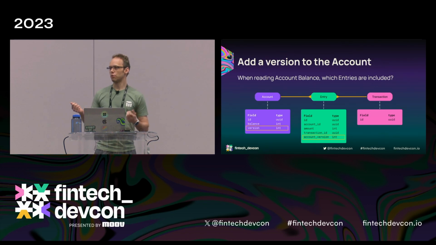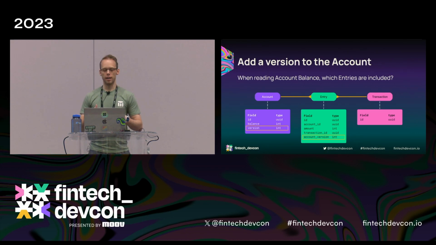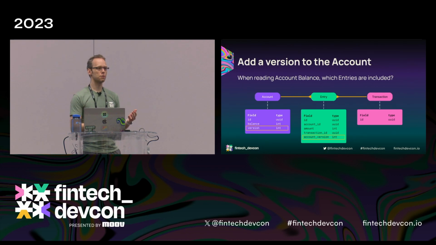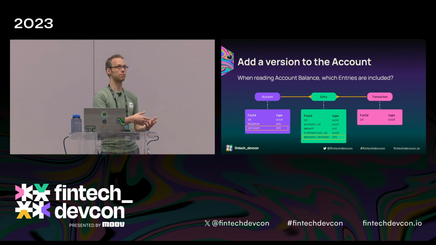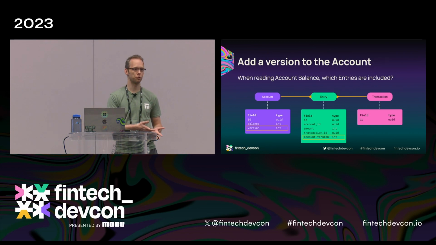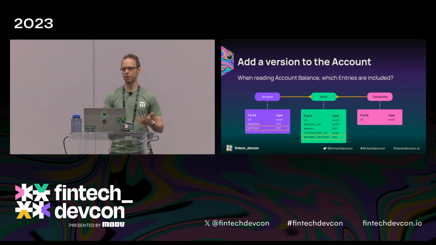So now if you read that balance and it says, I am version number 1 and I have 1,000, then you read the entries and you'll see an entry with version 1, an entry with version 2, and you'll know that the version 2 entry was not included in your balance read because it was above your version.